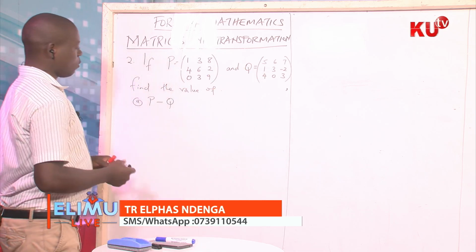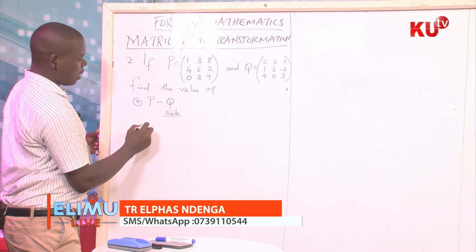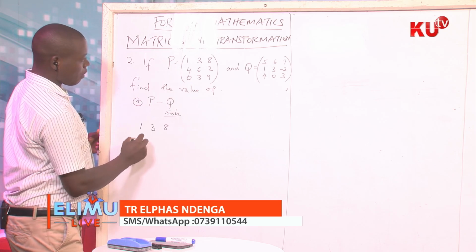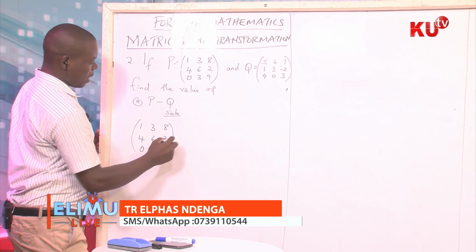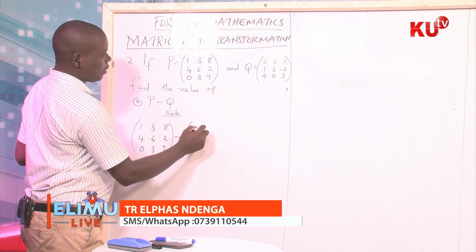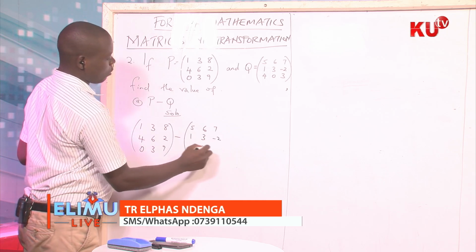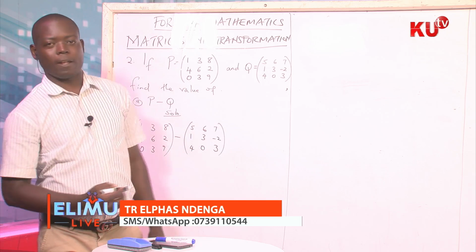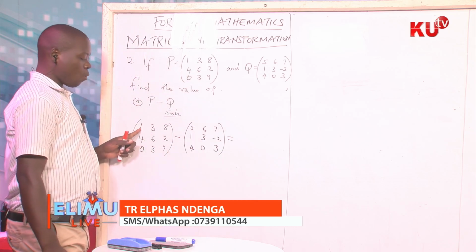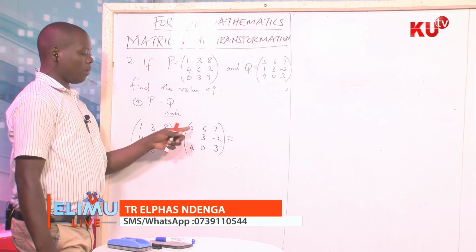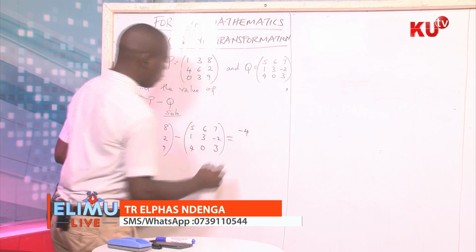So we will work it out by subtraction of the two matrices. We'll say P is 1, 3, 8, 4, 6, 2, 0, 3, 9. We minus Q, which is 5, 6, 7, 1, 3, negative 2, 4, 0, 3. This gives us, let's work it out the same way we did addition. 1 will be subtracted together with 5. So it is 1 minus 5, that is negative 4.